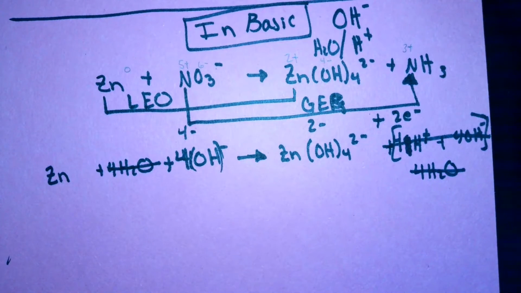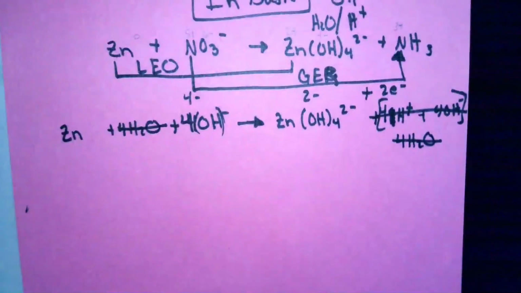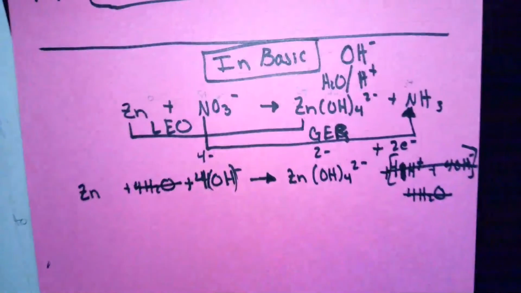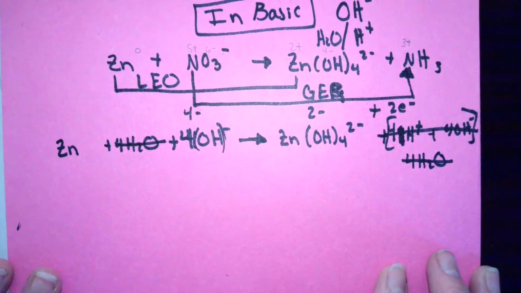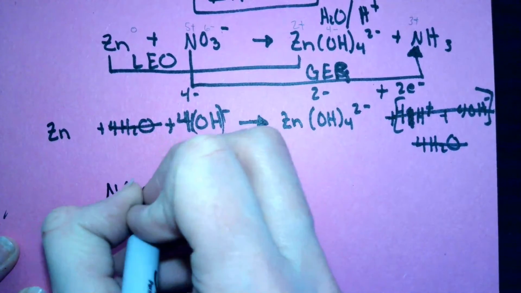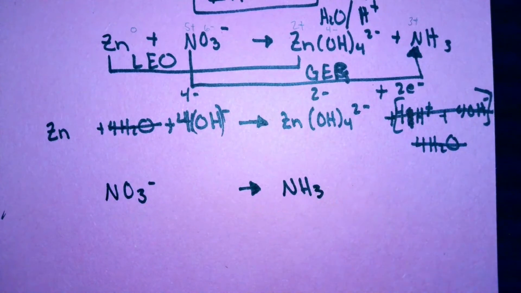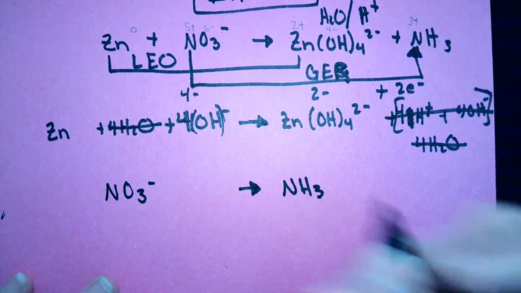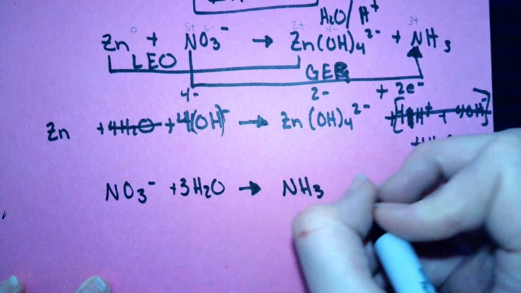Now I'm going to do my other half reaction, which is the nitrate. I'm afraid I'm going to start working off the page here. So now I am going to do my half reaction with my nitrate. So I have NO3- yields NH3. So just like before, balance our H2O. So I've got 3 here, so I have to add 3 H2O. That gives me 6 hydrogens, so I have to add 6 hydrogens over here.